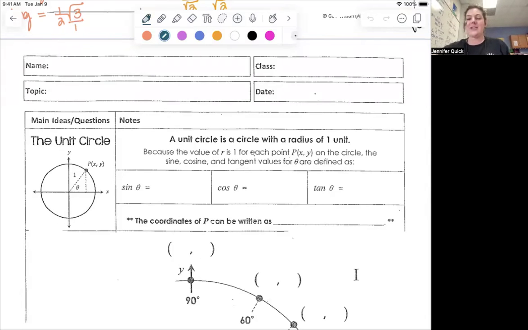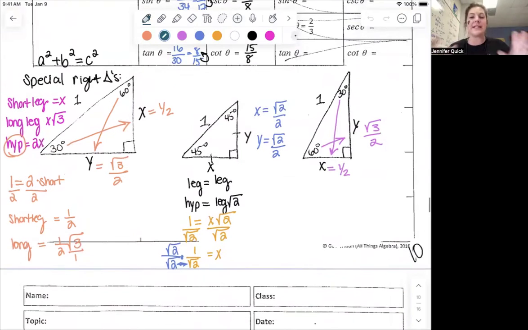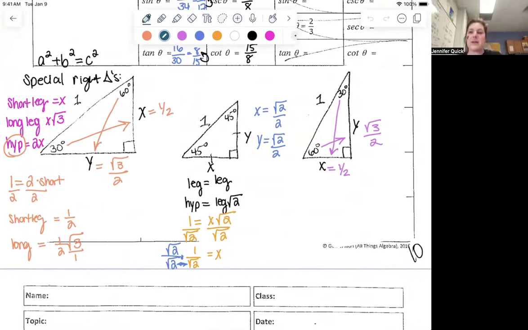So here we go. Last video, we went over all of these special right triangle rules and how a special right triangle can have certain lengths. Oops, sorry about that. It's aggressive.